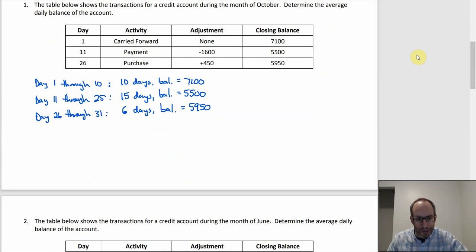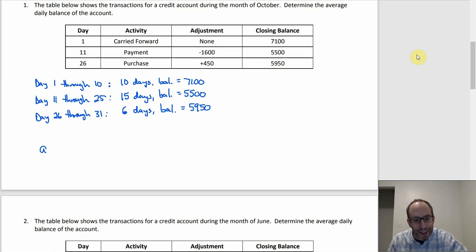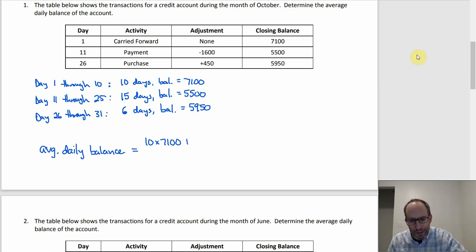So how do you compute the average daily balance? Well, it can't be that complicated because I didn't leave myself a ton of room here, and it's not. So the average, we've actually done the hard part already. So the average daily balance, so we're going to have 10 days where it's 7,100, so 10 times 7,100. Then we're going to have 15 days where it's 5,500, so 15 times 5,500. And then we're going to have 6 days where it's 59.50, so plus 6 times 59.50. And then there are 31 days in October, so we're going to divide by 31.